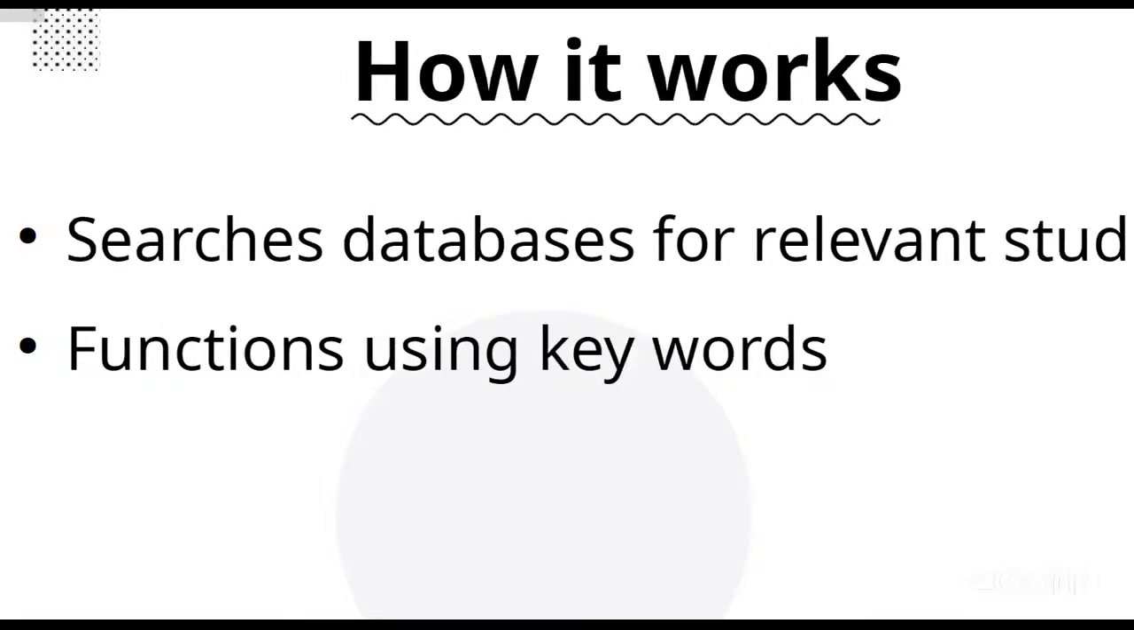So how does Google Scholar work? It basically searches databases for relevant studies based on the keywords that you input while doing your search. So how well you use the keywords determines the quality of the studies that you find once you do your search.